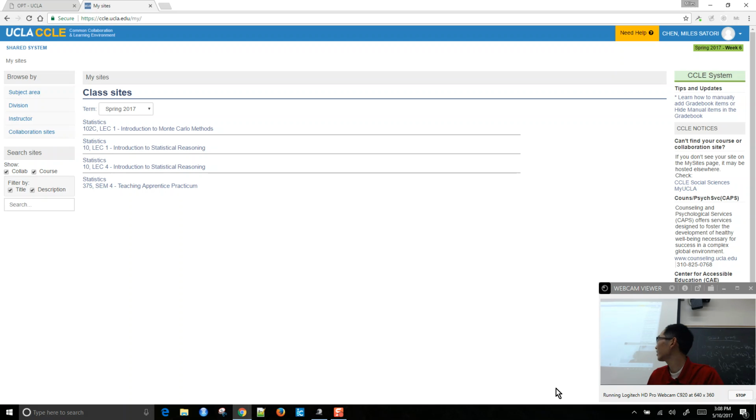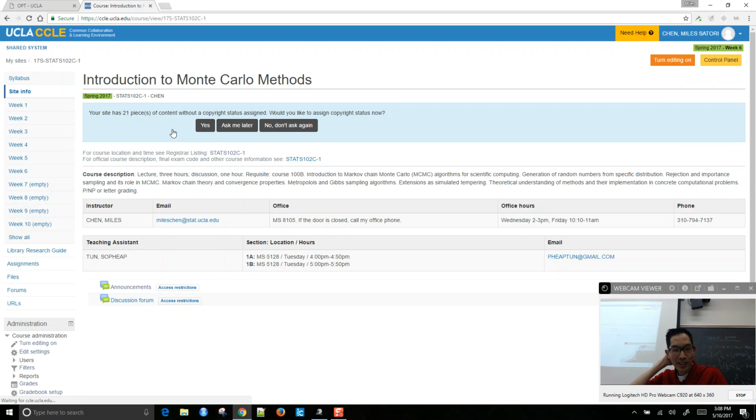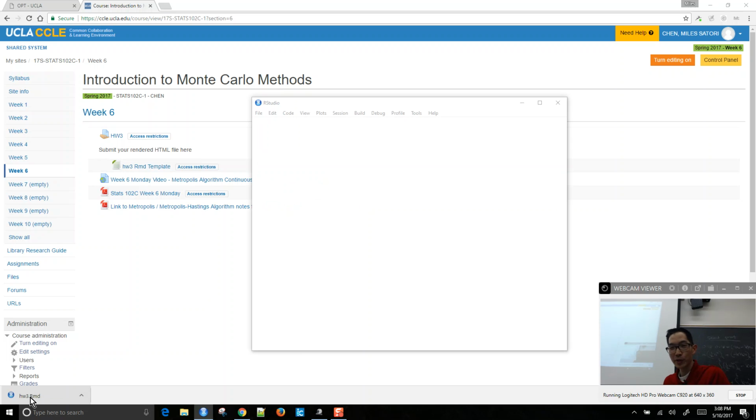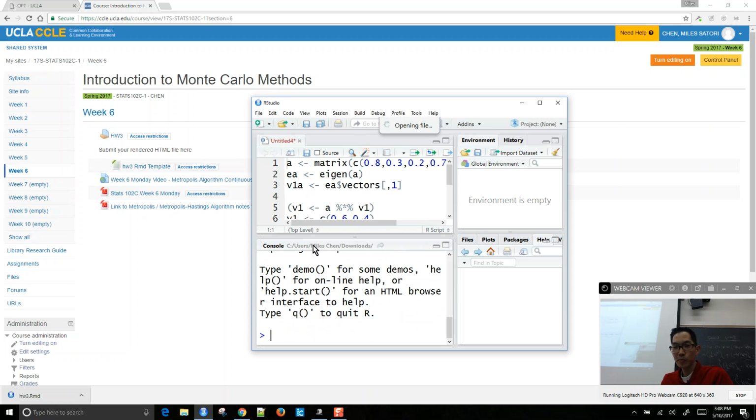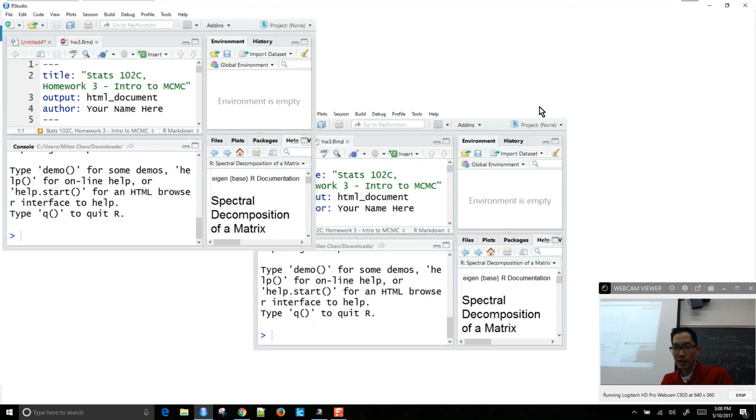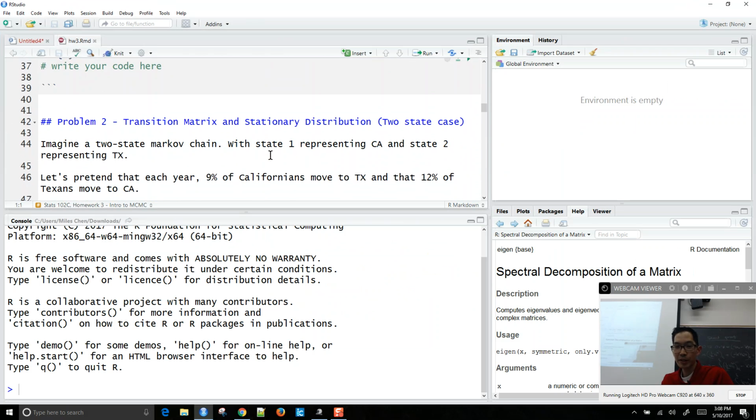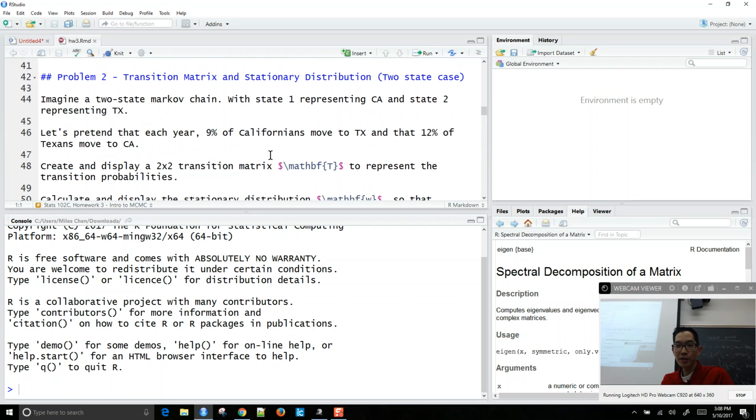Okay, we'll get started. I've posted homework 3. It's available under week 6. It covers sampling importance resampling, and then some basic MCMC stuff.